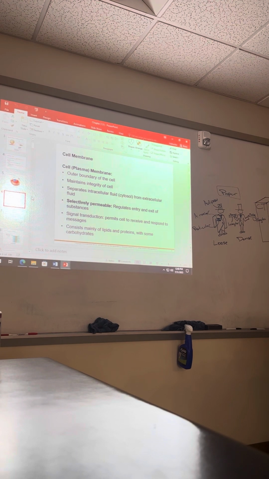It keeps the cell from falling in, like maintains the strength of the cell. Okay, good. The integrity of the cell, good. Keeps it all together. What else? Selectively permeable, allows some things in, some things out. Good. It's kind of a gateway, right? You have to go through it. Some things can't. And good. It has a lot of other things too.